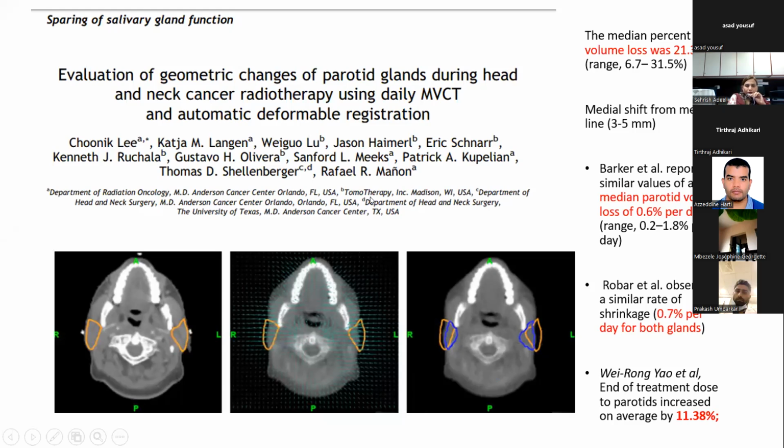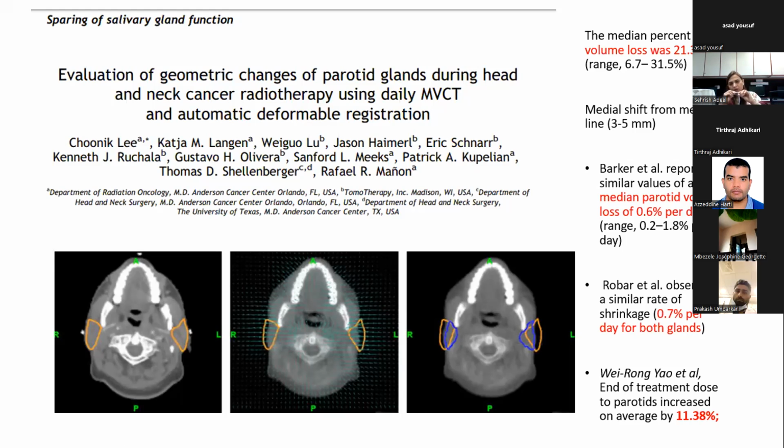In this paper, they said that the median percent volume loss was 21.3%, and there was a medial shift from the midline of 3 to 5 millimeter from the lateral to the medial side. Barker et al. reported a similar value of median parotid volume loss of 0.6% per day, whereas Roper et al. observed a similar rate of shrinkage, 0.7% per day, for both glands.